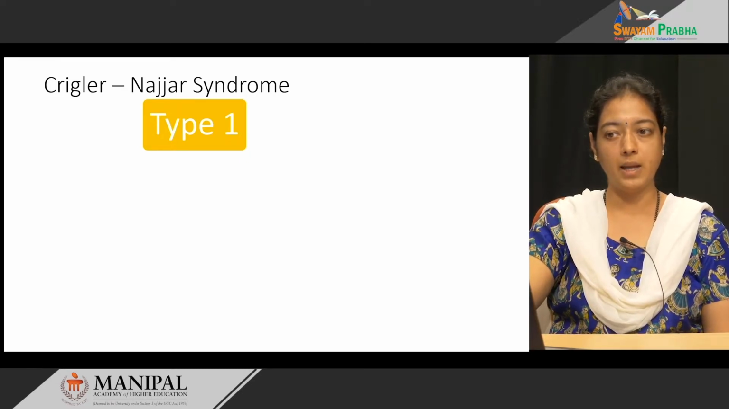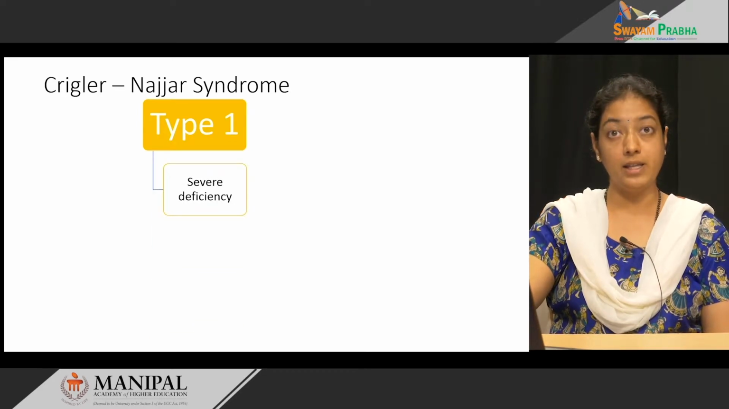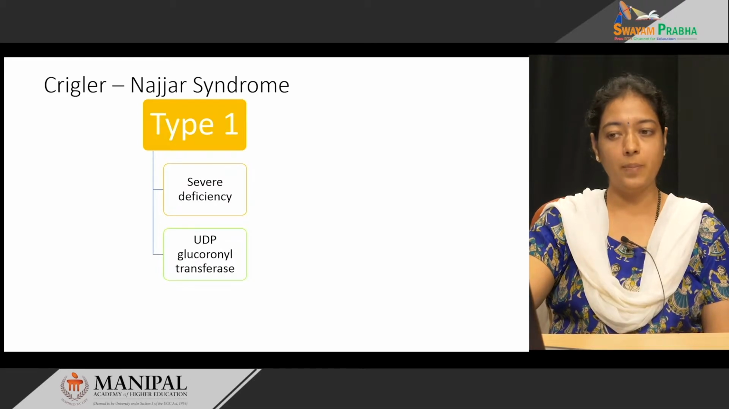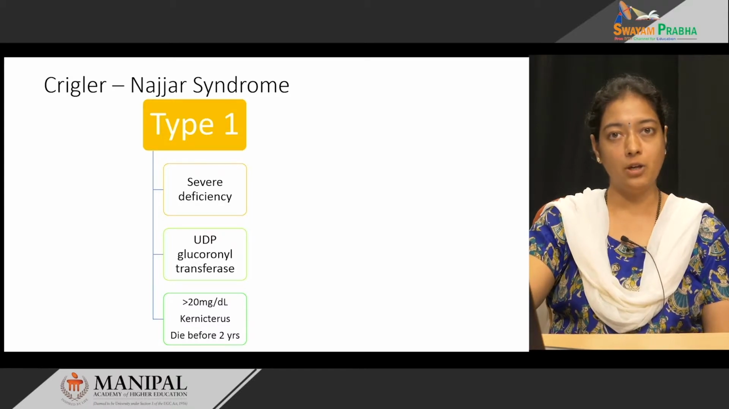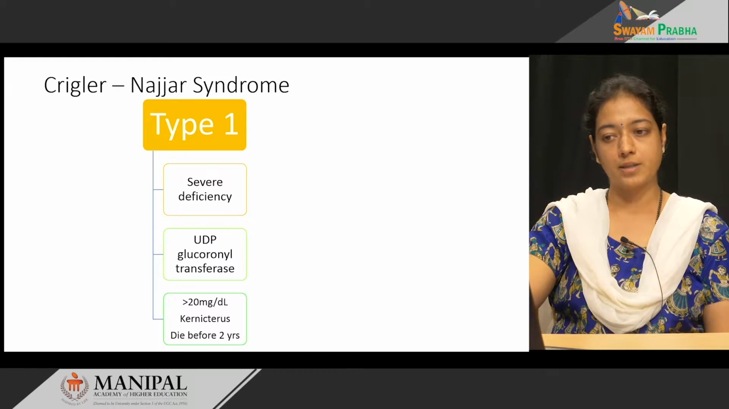What happens in type 1? In type 1, there is severe deficiency of the enzyme UDP glucuronide transferase. We know that the enzyme UDP glucuronide transferase is required for conjugation of bilirubin. Since the enzyme is deficient, there is no conjugation, leading to increased unconjugated bilirubin. Therefore, the level of total bilirubin also increases in these infants.